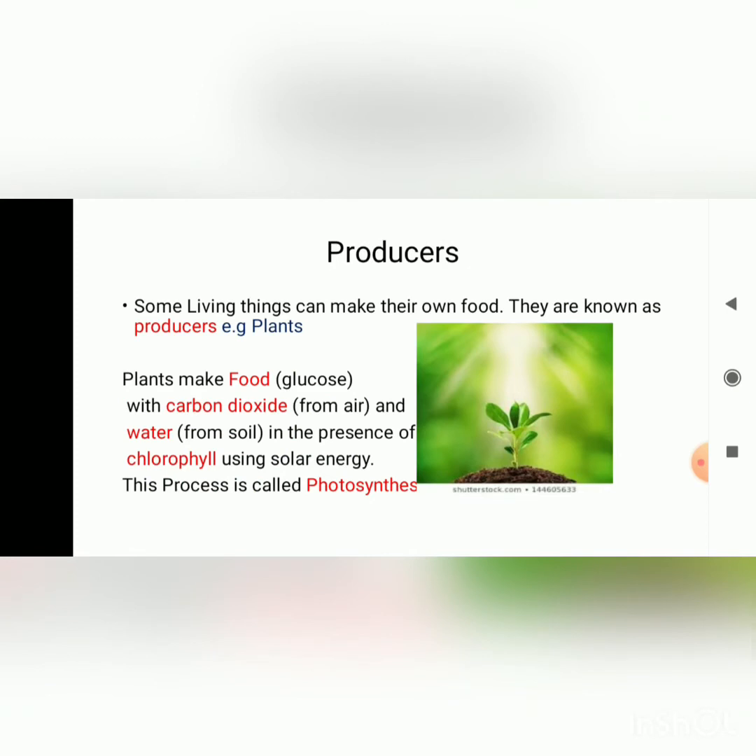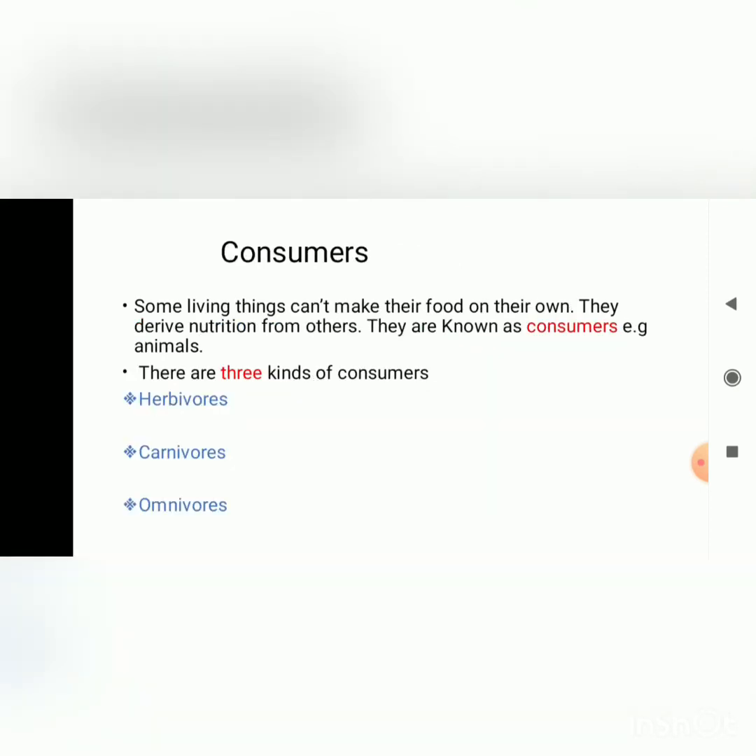Plants make their food, which is glucose, with carbon dioxide, which is present in the air. Carbon dioxide, CO2 gas, is present in the air. Plants take in the carbon dioxide from the air, and water they suck from the soil, in the presence of chlorophyll. Chlorophyll is the green pigment which is present within the leaves of the plants, using solar energy. So by using solar energy, water from the soil and carbon dioxide from the air, plants make their food, which is glucose, and the whole process is known as photosynthesis.